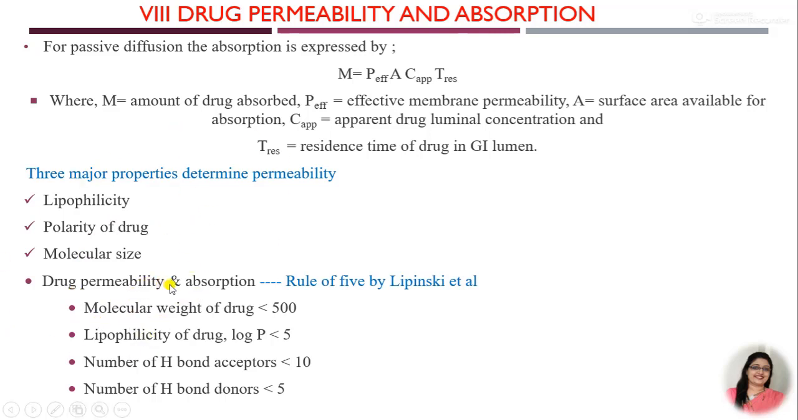The drug permeability and absorption is very well defined by Rule of 5 by Lipinski et al., which tells us molecular weight of drug should be less than 500, lipophilicity of drug, that is log P, should be less than 5, number of hydrogen bond acceptors should be less than 10, and number of hydrogen bond donors should be less than 5.